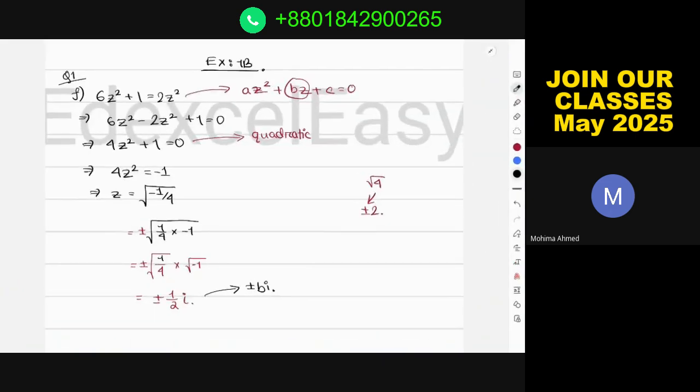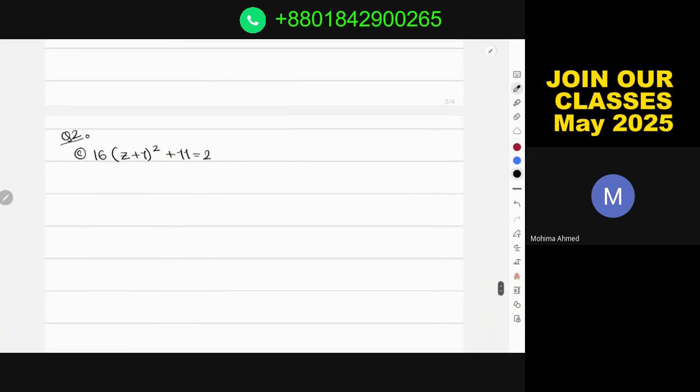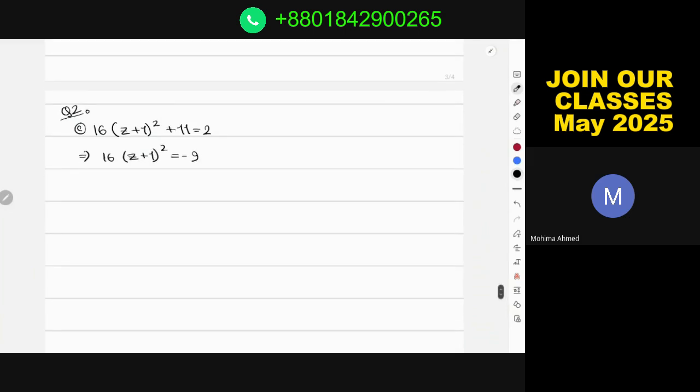Okay, 1 minute. First thing I have to do is change the position of 11 from the left-hand side to the right-hand side, where it will be 2 minus 11, and you're going to get minus 9 there. So you have 16 times z plus 1 whole square equals minus 9. And then you take that 16 to the right-hand side, you get z plus 1 whole square equals 9 over 16, and obviously negative.